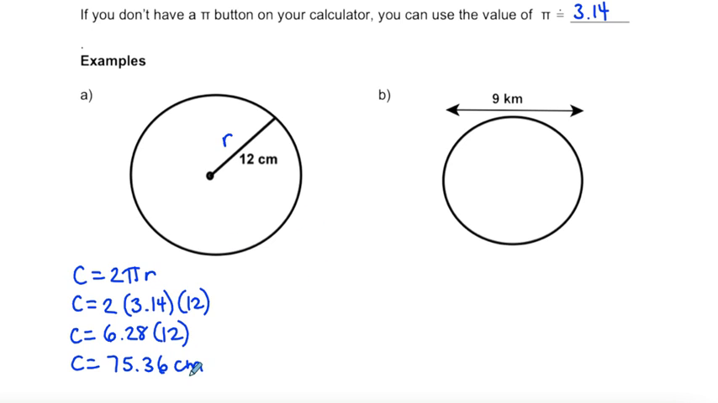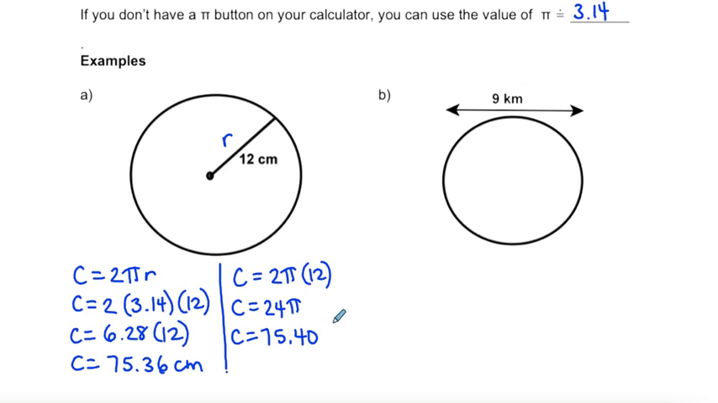Just like when we figured out the perimeter of shapes, we also need to include the units when we are calculating the circumference of a circle. If you use your pi button on your calculator, then you would do it in this order. So you would do C is equal to 2 times pi times 12. 2 times 12 is 24. And then this is where you would use your pi button on your calculator. So 24 times pi gives you an answer of 75.40 if you round it to the nearest hundredth.